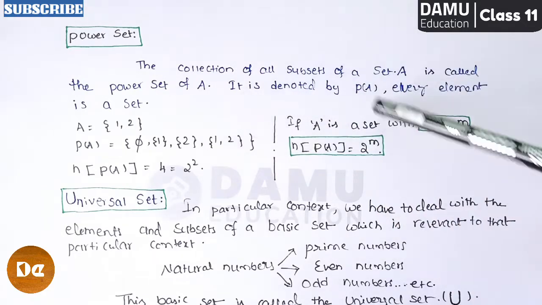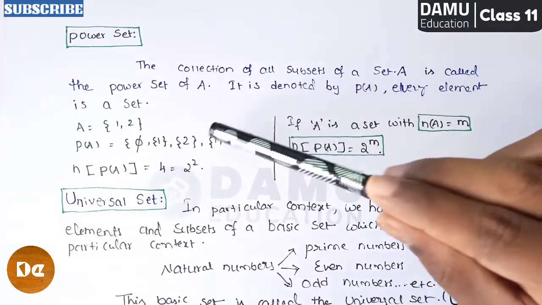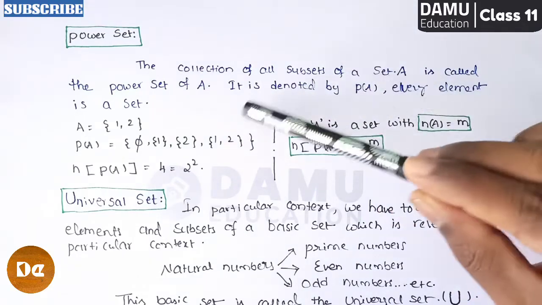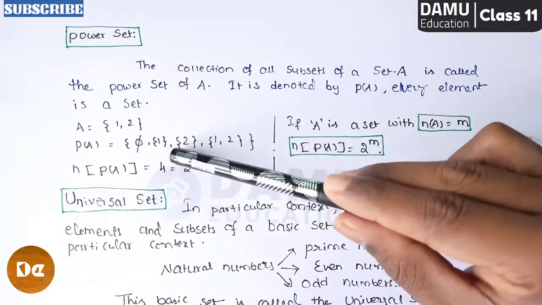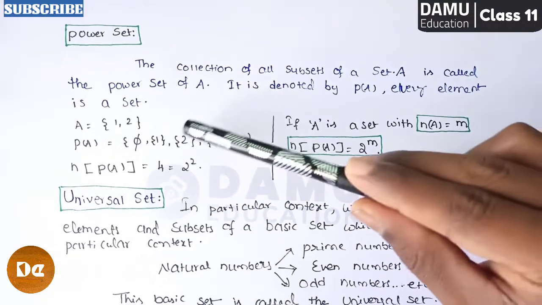Every element is a set. So in this power set, every element is a different set. That is what they are telling here.